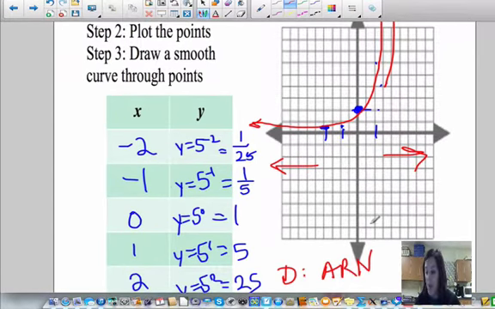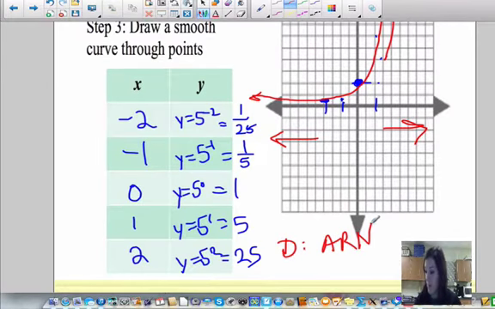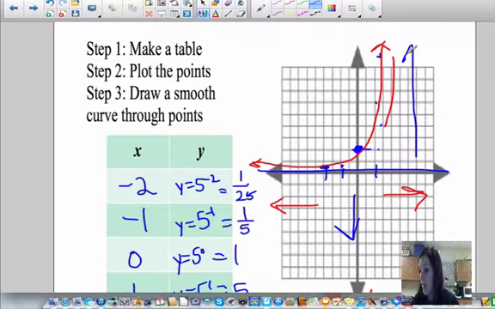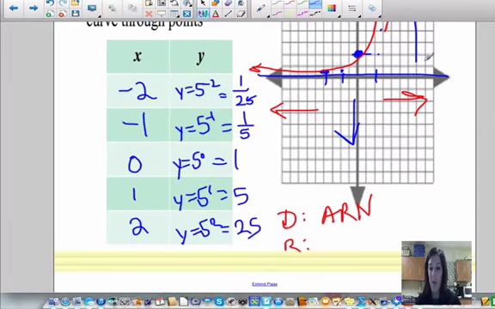And my range, again, is my y values. Range are y values. So we are going to be comparing how far down the graph goes. Well, for this function, the graph is never going to cross the y is 0 line. It will get very, very close and continue to get very, very close to that line. However, it's continuously going up. So your y value is always going to be greater than 0 on this graph.